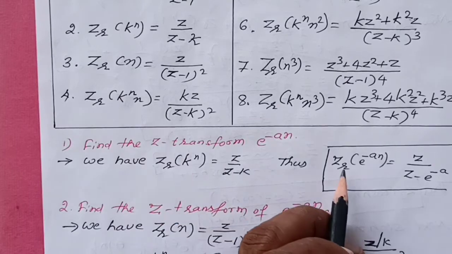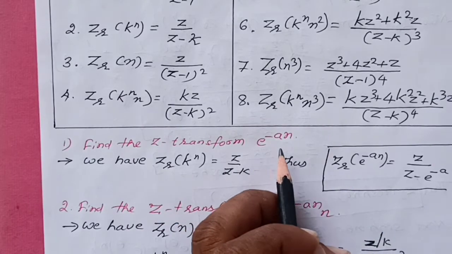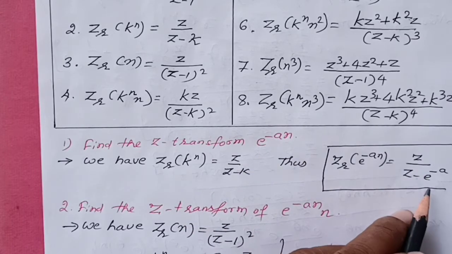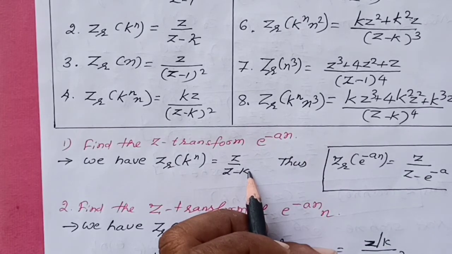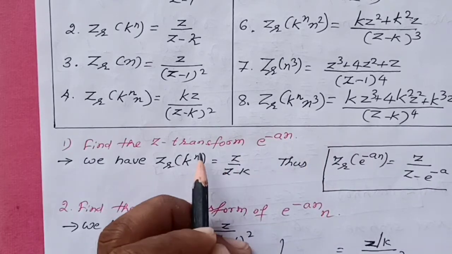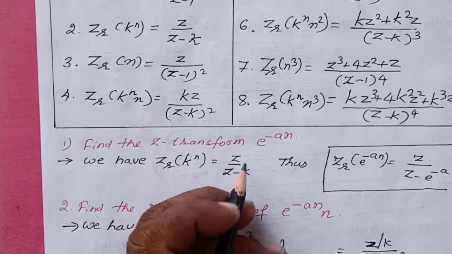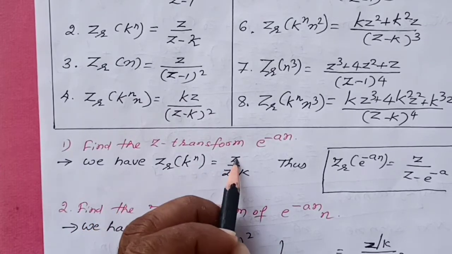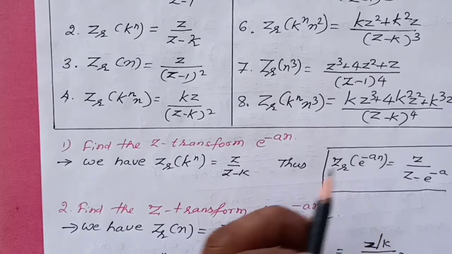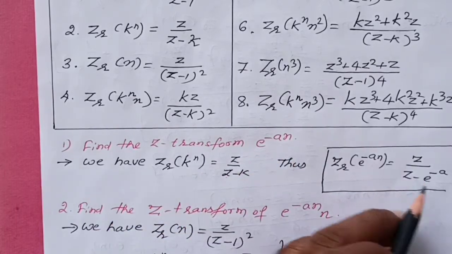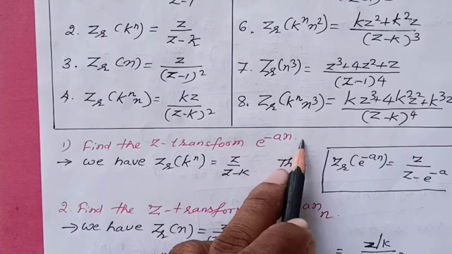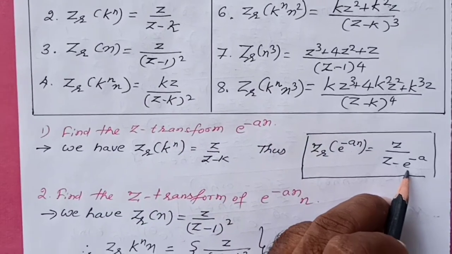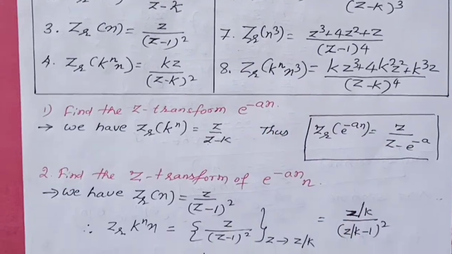Thus the Z transform of the constant K raised to n is equal to Z upon Z minus K. K is e raised to minus a, so K raised to n is e raised to minus a raised to n. So the formula is like this. The Z transform of e raised to minus a n is equal to Z upon Z minus e raised to minus a. Simply, K is e raised to minus a. To solve this problem, we have to use this form.